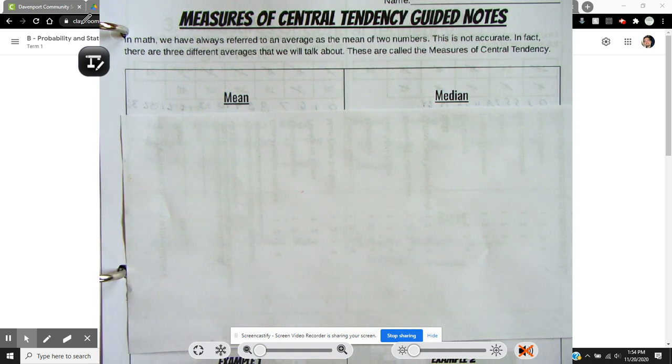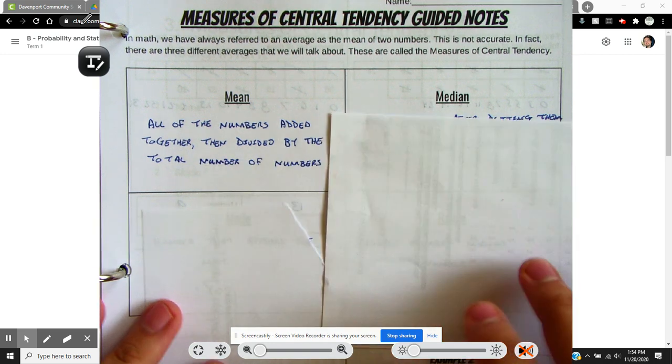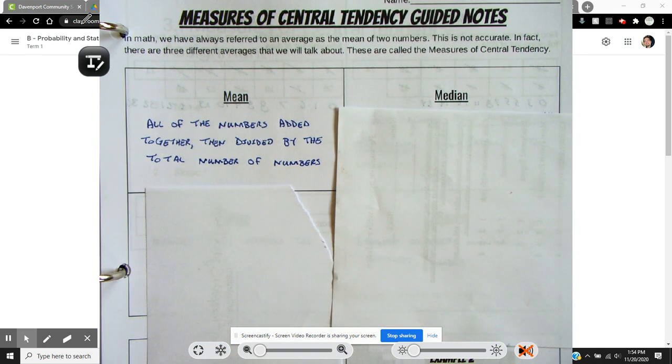And since we're talking about mean, median, and mode, I'm also going to talk about range in these notes. So first is dealing with mean. Mean is all of the numbers added together, then divided by the total number of numbers. This is what we would traditionally call your average.